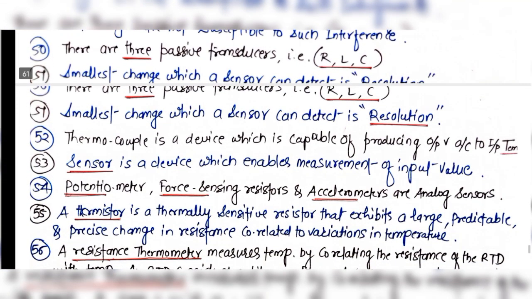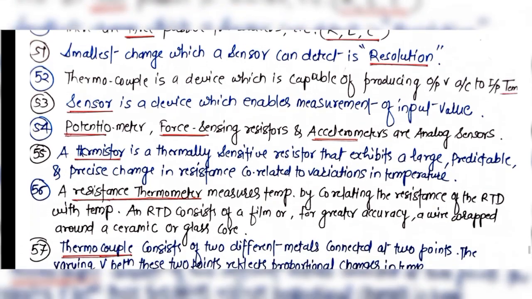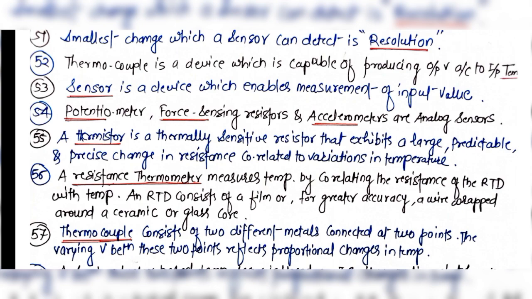There are three passive transducers, that is resistive, inductive and capacitive transducers. The smallest change which a sensor can detect is the resolution. A thermocouple is a device which is capable of producing output voltage according to input temperature. A sensor is a device which enables measurement of an input value. Potentiometers for sensing resistors and accelerometers are analog sensors.